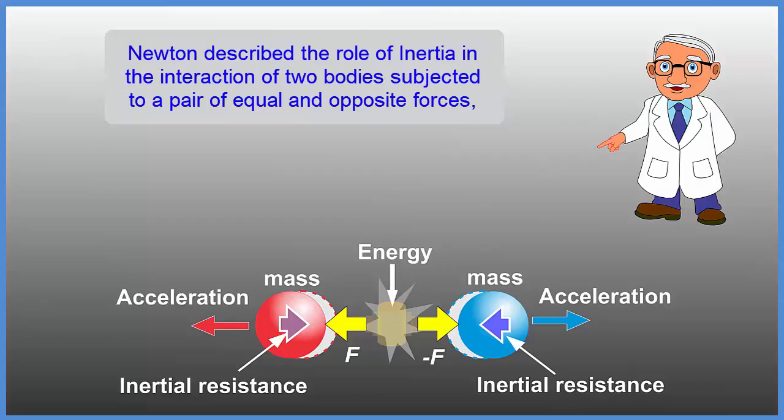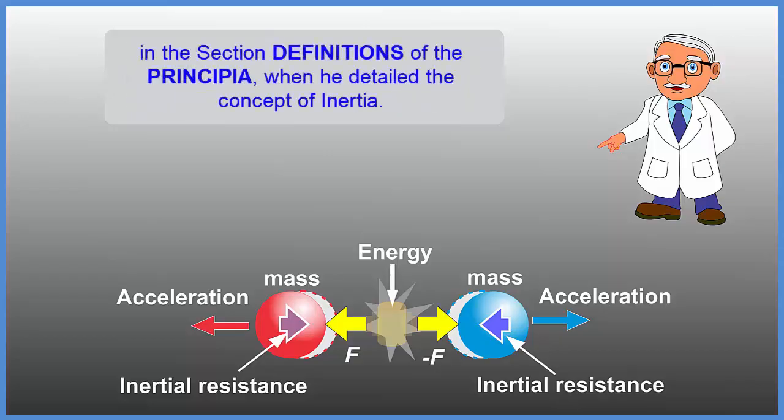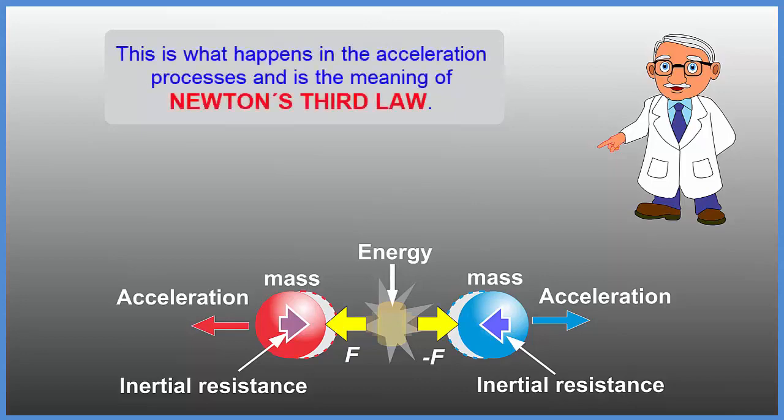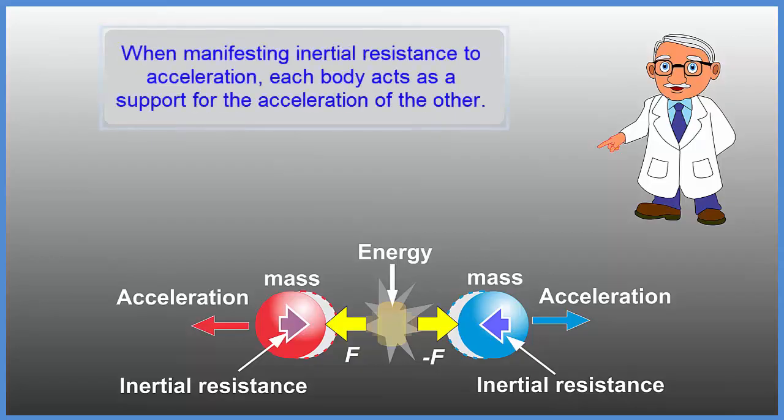Newton described the role of inertia in the interaction of two bodies subjected to a pair of equal and opposite forces, in the section Definitions of the Principia, when he detailed the concept of inertia. This is what happens in the acceleration processes and is the meaning of Newton's third law. When manifesting inertial resistance to acceleration, each body acts as a support for the acceleration of the other.